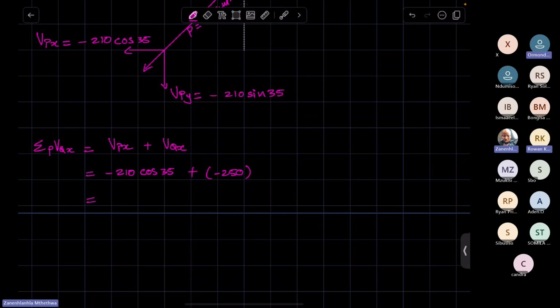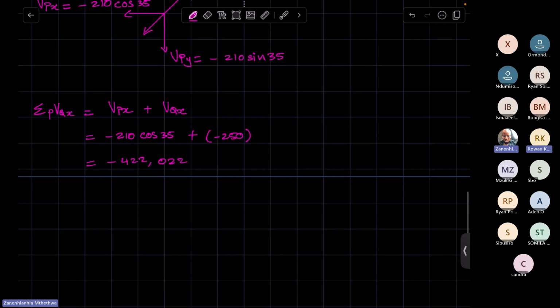Negative 422.022. So minus 422.022. Yes, sir. The negative sign tells us the direction. Seeing that this is the x component of the resultant and it is negative, it means it is going west. So that means this is actually 422.022 kilometers per hour, and the negative sign just shows that this is going west. Are we clear?